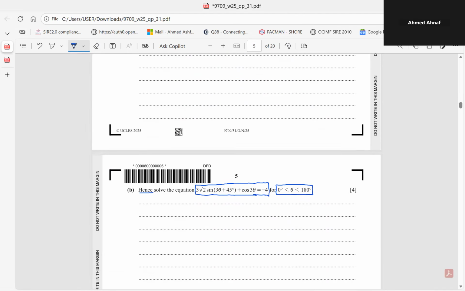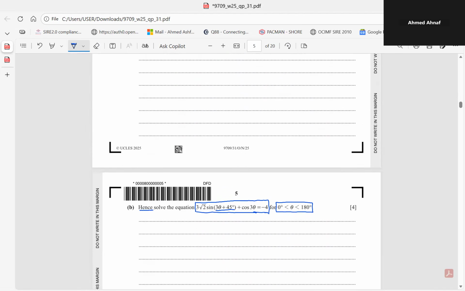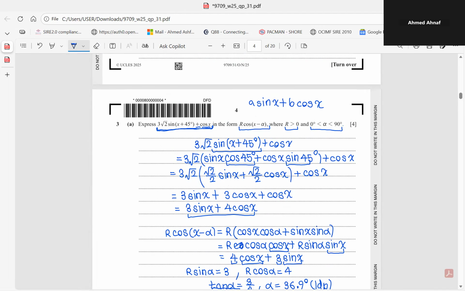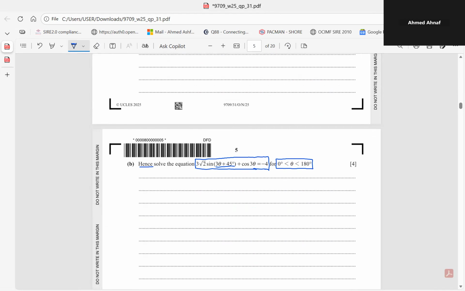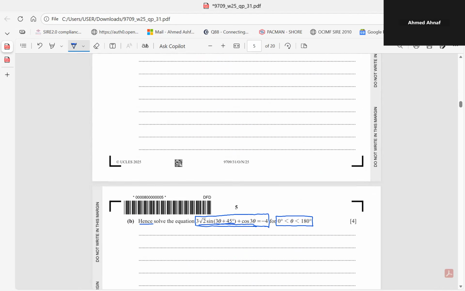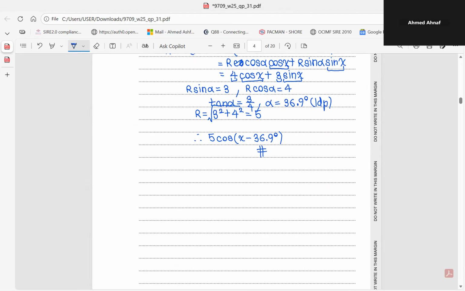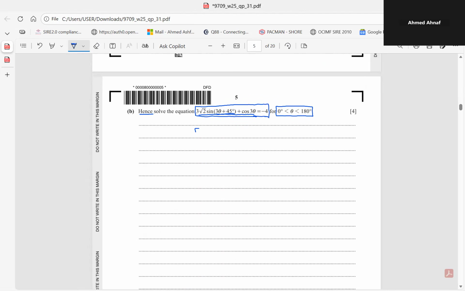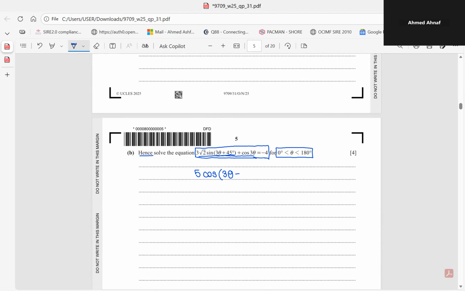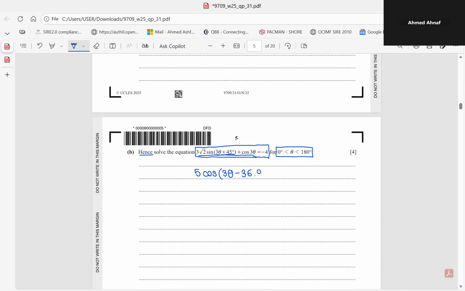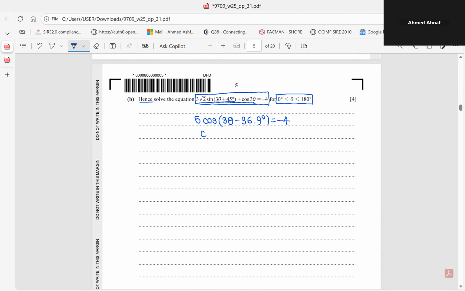Here we have 3 theta plus 45 plus cosine 3 theta, and then after that, there's cosine x. So everything on the left-hand side of the equation is the same, except that instead of x, we have 3 theta. So let's use this result that we got here and replace the x with 3 theta. So 5 cosine bracket 3 theta minus 36.9 degrees equals to -4. So let's isolate the cosine term.